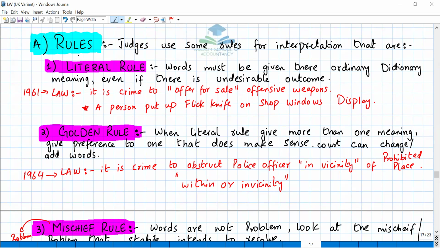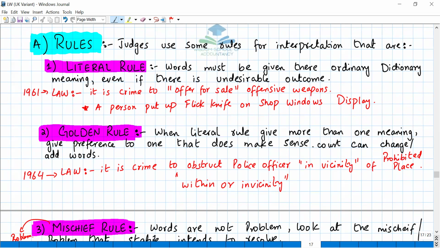The first rule is the literal rule. The literal rule is that words must be given their ordinary dictionary meaning, even if there is an undesirable outcome. If in the law there is a certain word that a judge cannot understand, he will just open the dictionary and see what is the meaning of that word. He will assign that meaning to the word, and whatever the outcome, whatever the understanding of the law, the judge will follow that. That is known as the literal rule.